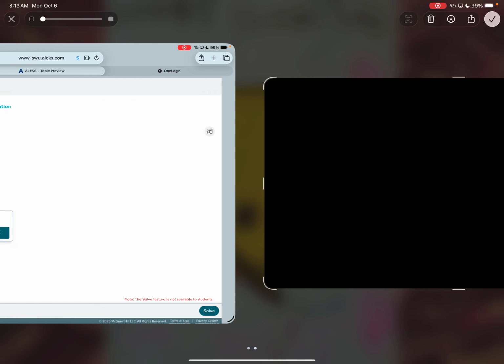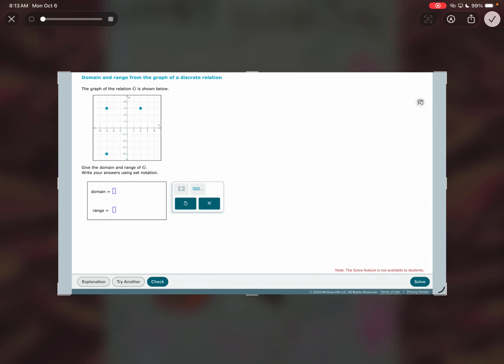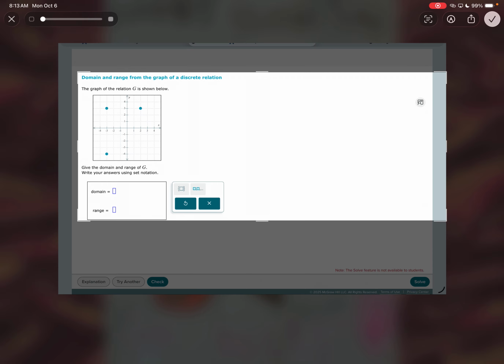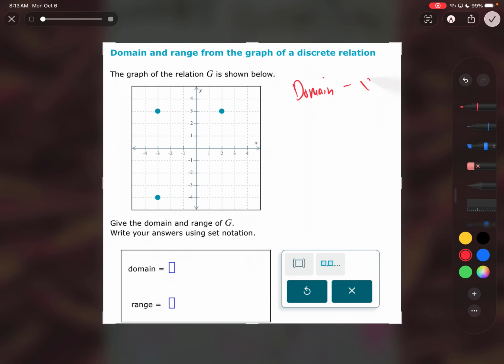All right, the domain and range. We've talked about the domain and range a little bit with equations, but when you're looking at graphs, the domain is your first element, which we associate with our x's, and our range is our second one, which we associate with y. On this one, it just says points. The 3 points we have are -3, 3; -3, -4; and 2, 3.